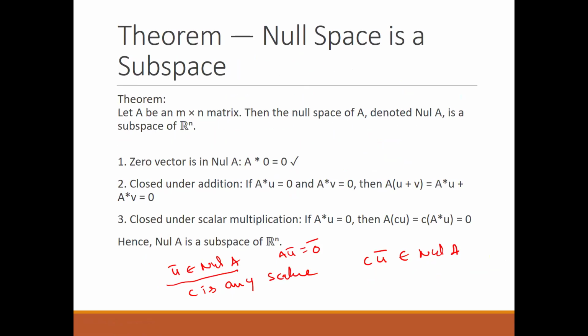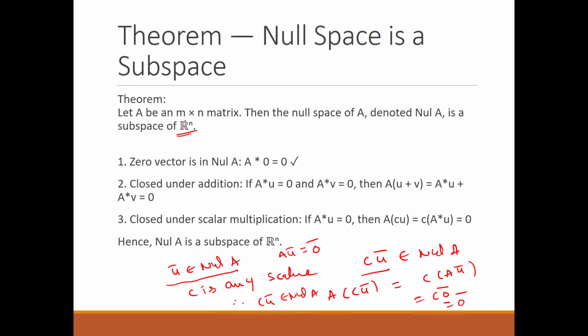Next, I want to prove that c u bar belongs to null A. A times c u bar is equal to c times A u bar. Because A u bar is 0 bar, c times 0 bar is equal to 0 bar. Therefore, by the definition of null A, c u bar belongs to null A. So scalar multiplication is closed, vector addition is closed, and 0 bar belongs to null A. Because these three conditions are satisfied, we can say that null A is a subspace of R^n.